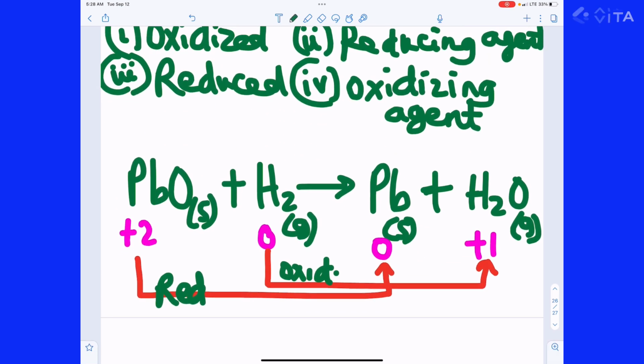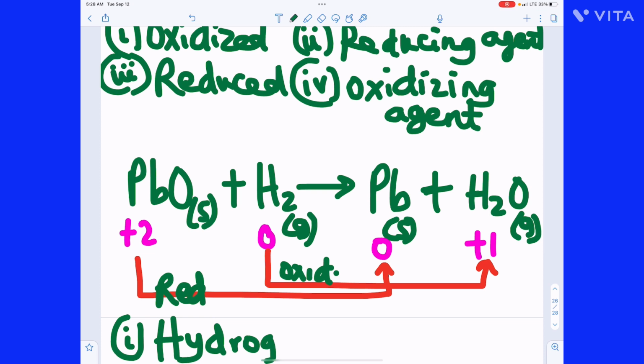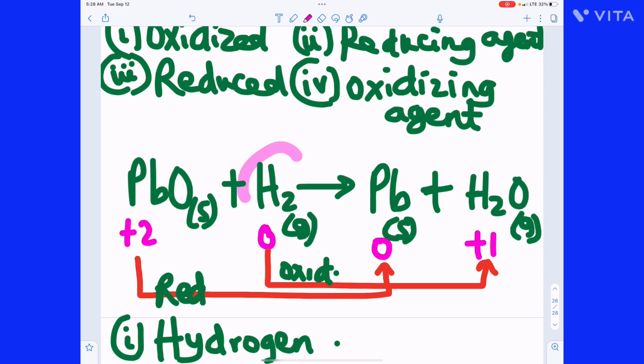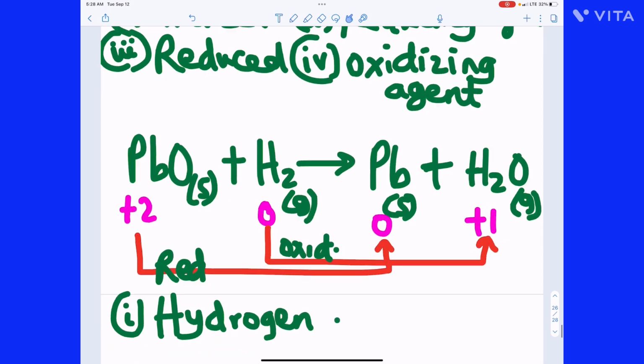The first question says we should pick what substance is oxidized. Here, hydrogen has its oxidation number changed from 0 to +1. So hydrogen was oxidized. Hydrogen is the substance oxidized because its oxidation number increased from 0 on the left to +1 on the right. Never mind that this is water, but oxidation occurred to hydrogen. So take note of that. Let's go to the next question.